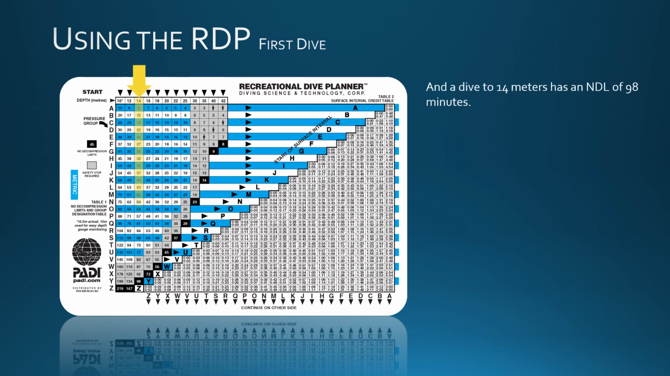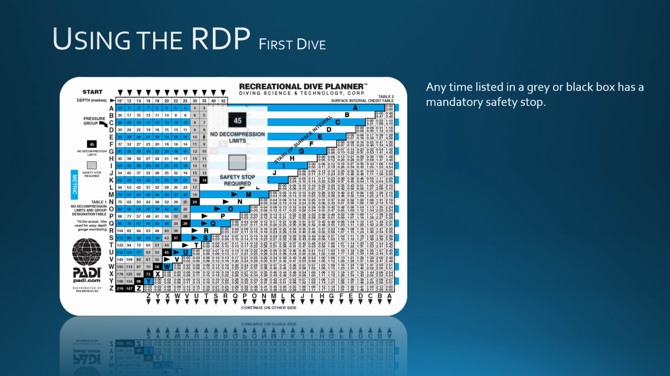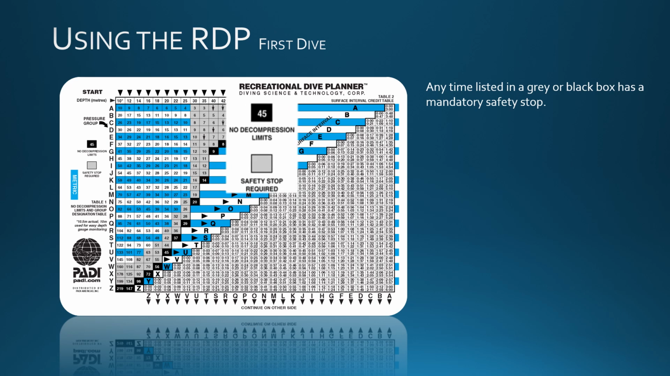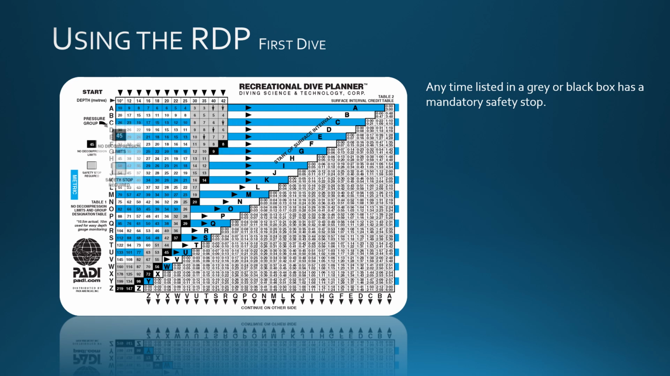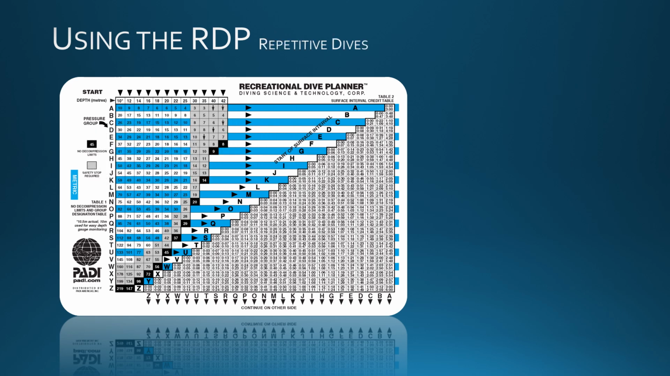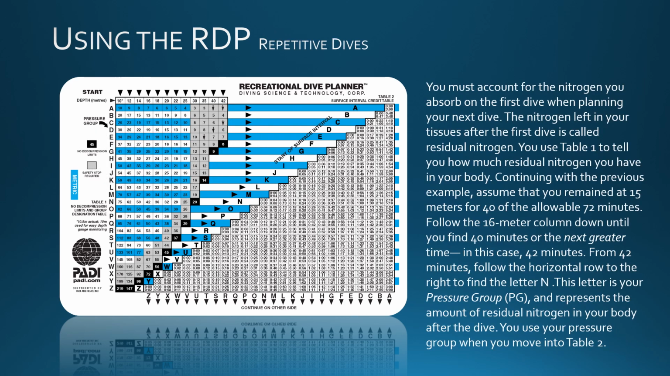And if you wanted to go to 14 meters, your NDL would be a whopping 98 minutes. Now notice on the SLATE that any dive time in gray or black boxes have mandatory safety stops. So let's say we dive to our planned depth of 15 meters for 40 minutes, and we want to go on another dive the same day.